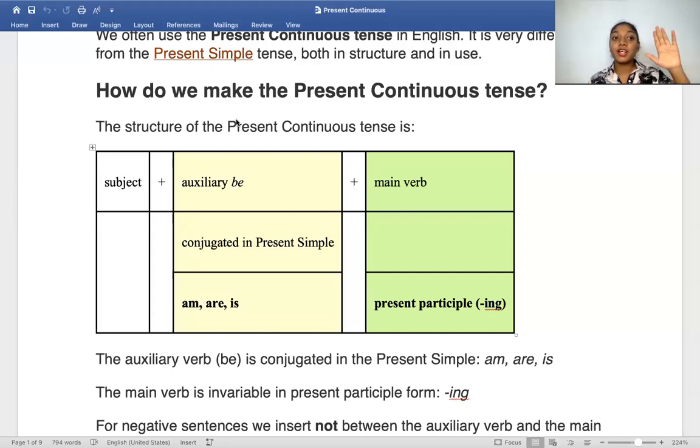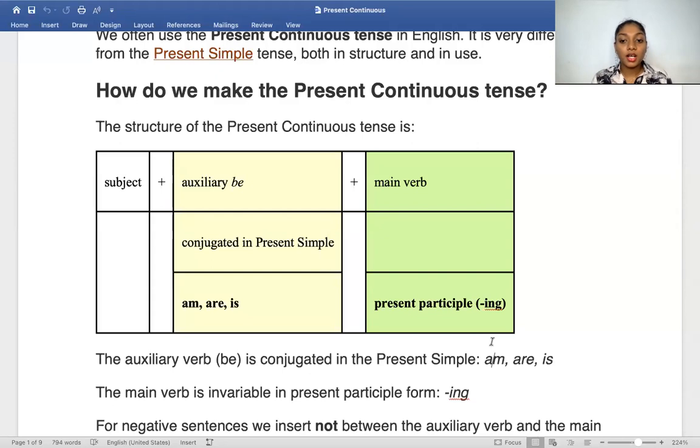So what do we have? Subject, am, is, are, and ing form of the main verb. Taking it very simply, in a positive sentence first there is the subject, then am, is, are, that is the be verb, the helping verb, and next the main verb comes in the ing form.